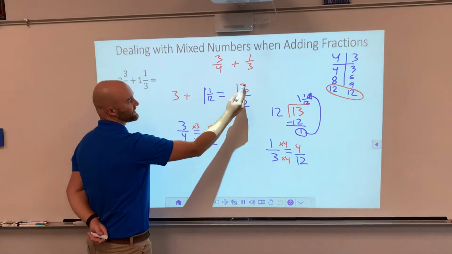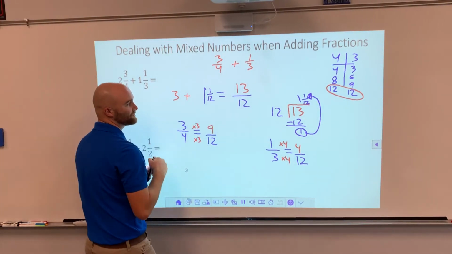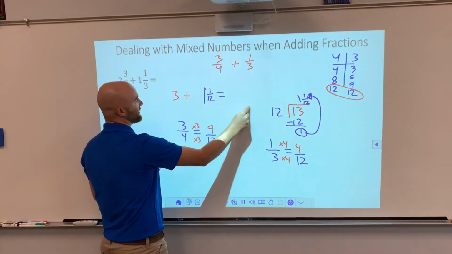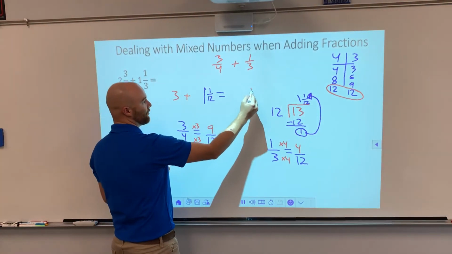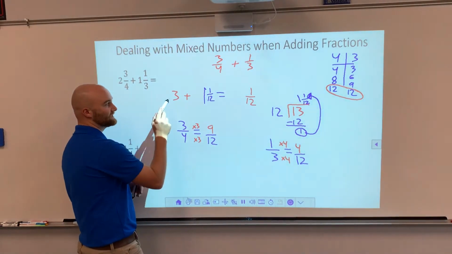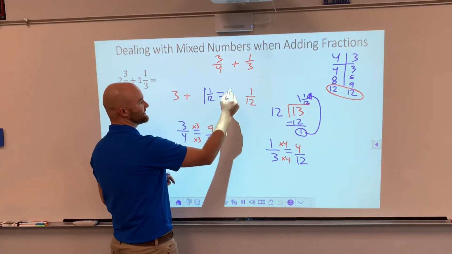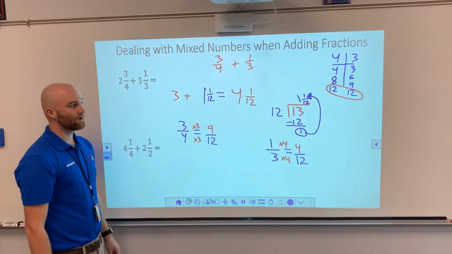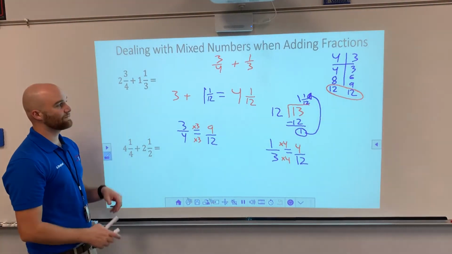With 1 1/12 plus 3, the fraction stays the same, 1/12, but the wholes get added together. 3 plus 1 gives us 4. So 4 1/12. There's our answer for this top one.